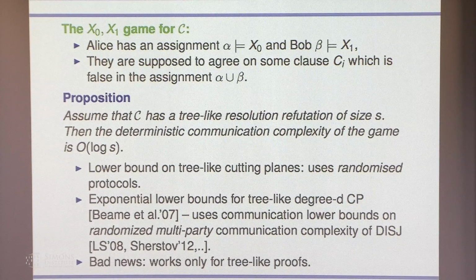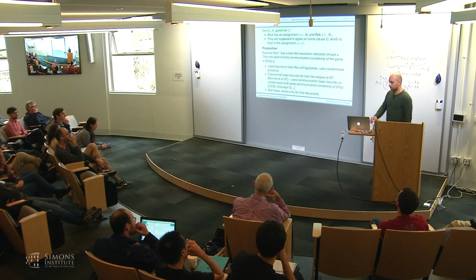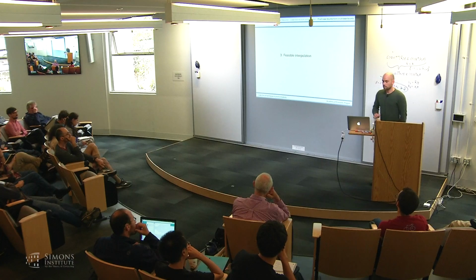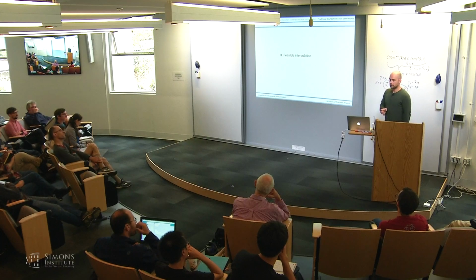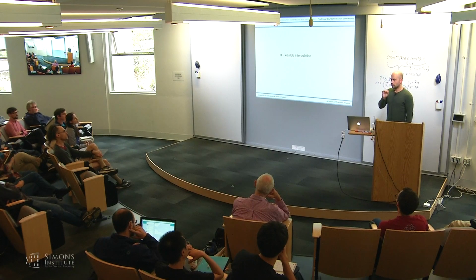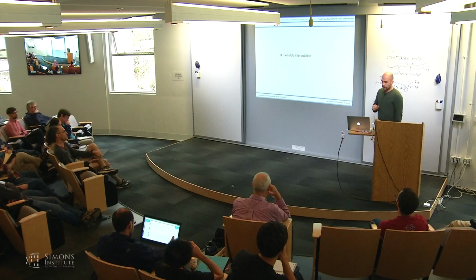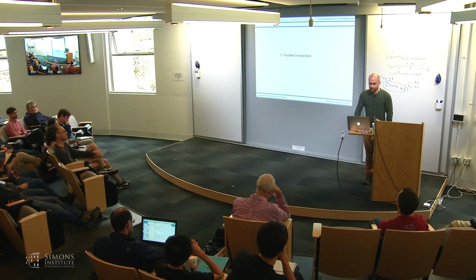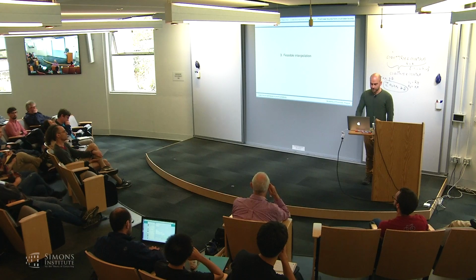So now I will talk about something which looks different but is closely related, and it's called feasible interpolation, which I think of basically as what we just saw about communication complexity, but sort of jazzed up so that you can actually apply it to non-tree-like proofs, to general proofs, to proofs which are not just trees. And I'm not sure how apparent the connection will be, but let's see what's going on.